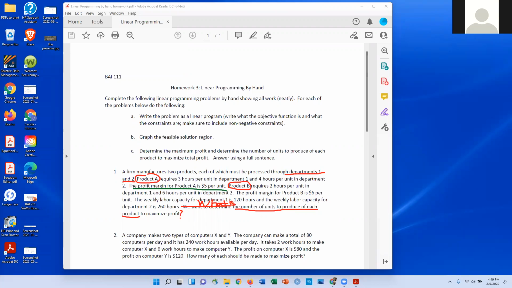Can I just ask one quick question? Oh, question. Absolutely. You can ask more than one. You can ask many. That's why I'm here. I think I only have one. For the table, should we put department 1 and 2 at top or product A or B?